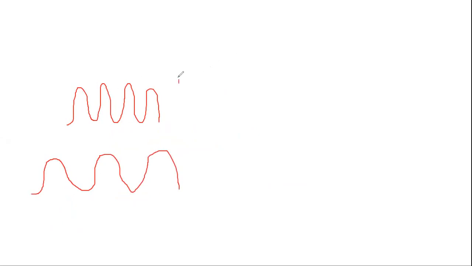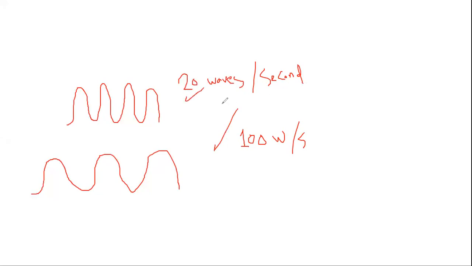We can express frequency like this. For example, 20 waves per second. That means 20 waves in one second, this is the meaning of frequency. When we say 20 waves in one second, that means 20 waves passed a certain point in one second. Another example, 100 waves per second means 100 waves pass a certain point in 1 second. Here for example, the frequency is higher than the frequency here. So not all waves have the same frequency.